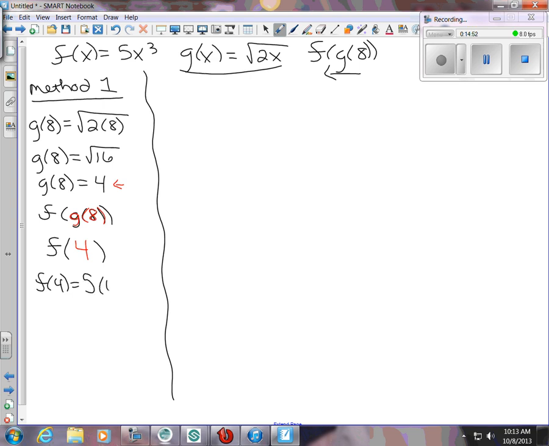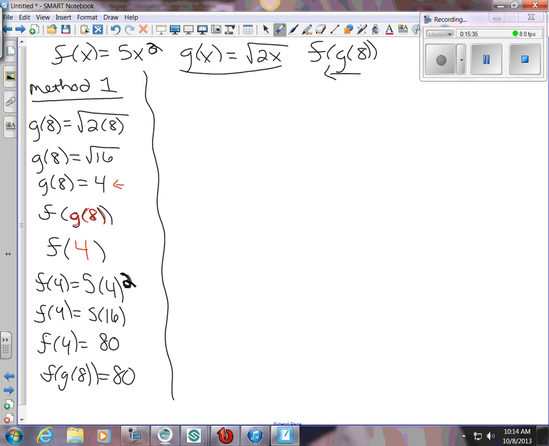F of 4, 5 times 4 cubed. Is that right? 4 cubed? It's supposed to be squared, isn't it? You're right. Thank you. I knew something didn't look right. Okay. What do I need to do first? Square it. 5 times 16. 80. Okay. So f of g of 8 equals 80. Okay. So again, you're working right to left. We found g of 8 first. We figured out what that was equal to, and we put it in for f.